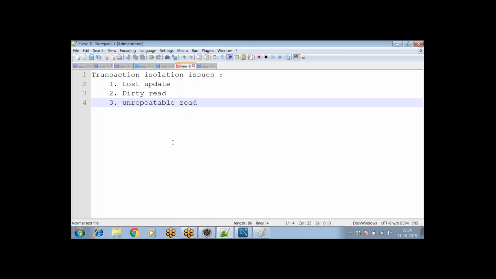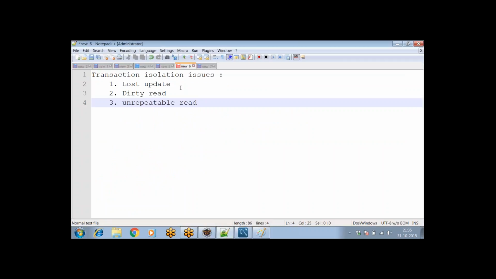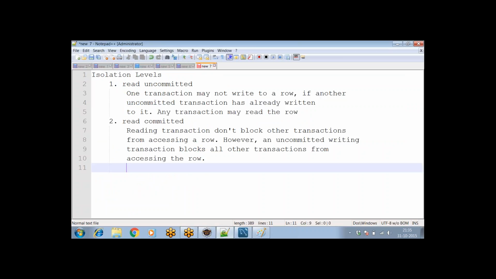So how do we address this unrepeatable read? Now that's the question. We can use an isolation level called repeatable read.